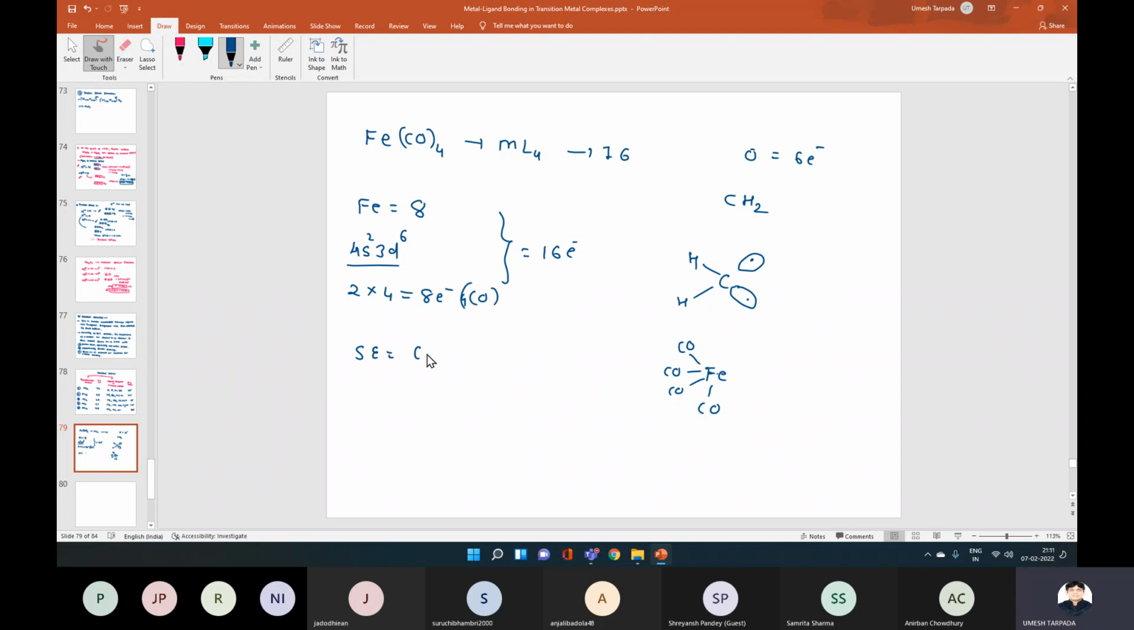So this is simply by C minus V plus X, that is the charge. Or if you don't want to use this formula, then simply see this. You can write down the structure of Fe with 26 electrons. It has 26. So here there are 4 COs, how many electrons are used? 8 electrons. It's a pi acceptor.